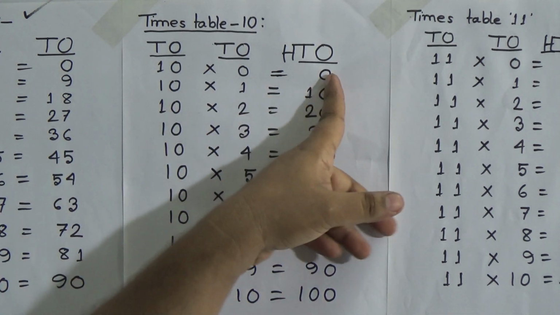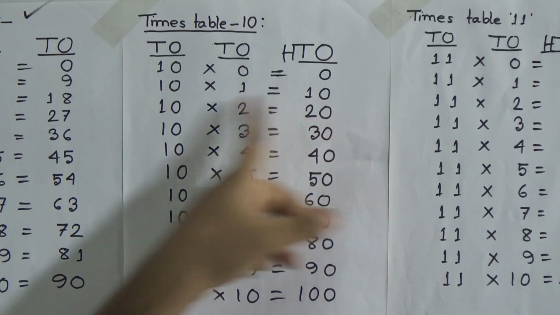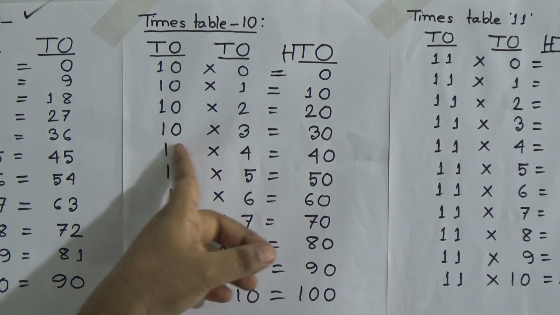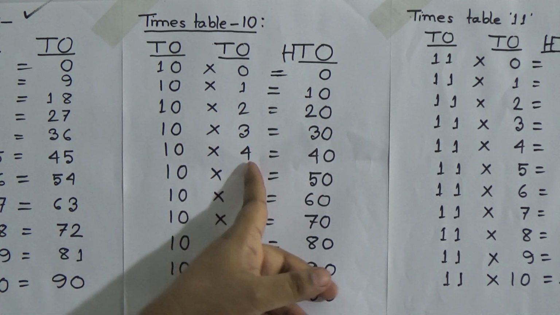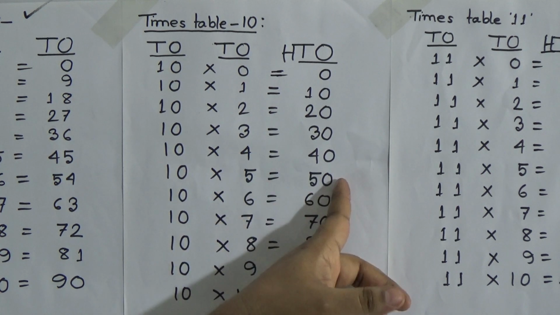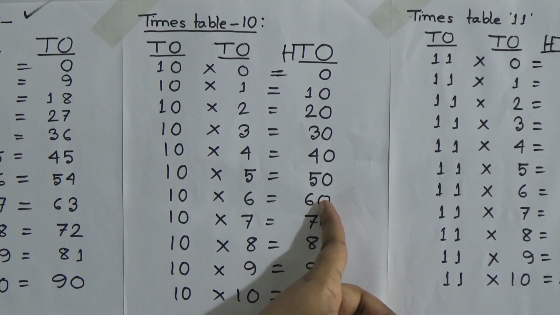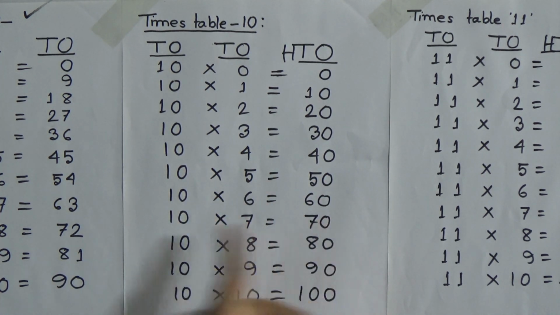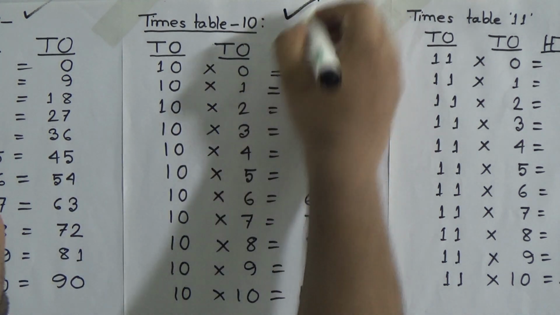10 0 jar 0, 10 1 jar 10, 10 2 jar 20, 10 3 jar 30, 10 4 jar 40, 10 5 jar 50, 10 6 jar 60, 10 7 jar 70, 10 8 jar 80, 10 9 jar 90, 10 10 jar 100. My dear students, times table 10 is done.